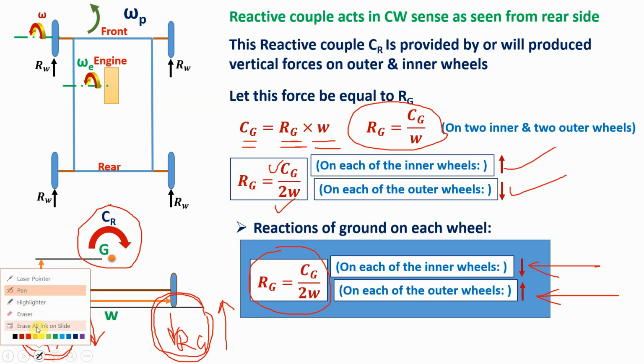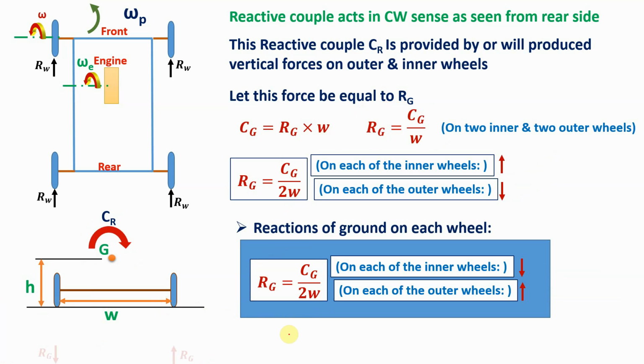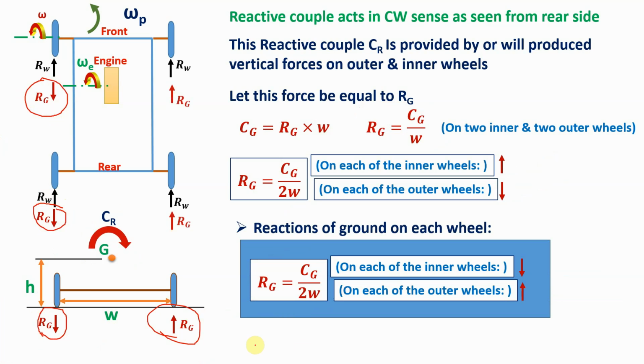Let us mark these reactions in the diagram. Rg downwards on inner wheels and upwards on outer wheels, like this. So these are the reactions on each of the wheels due to gyroscopic torque produced by rotating wheels and rotating engine parts.